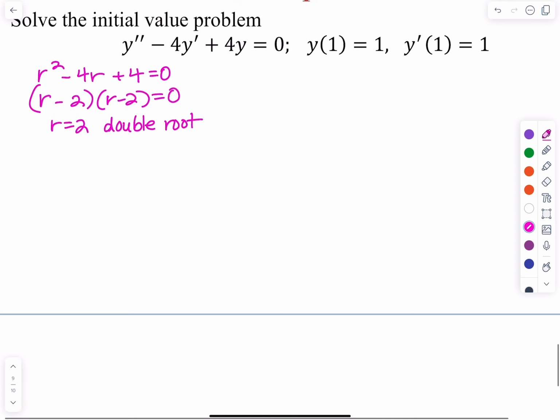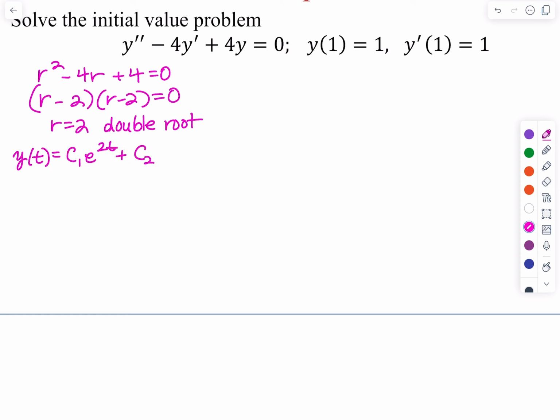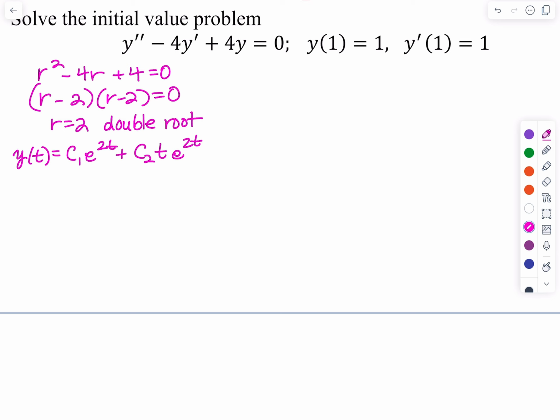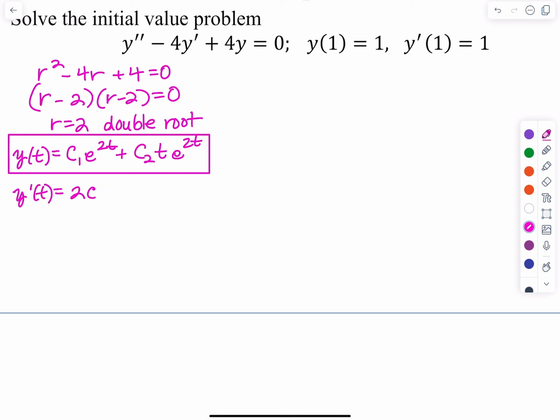So this means that our general solution is given as y of t equals c1 e to the 2t plus c2 t e to the 2t. So now let's go ahead and use our initial conditions, but I like to go ahead and find y prime at this point, but you can do it at any point. So we have y prime of t is equal to 2 c1 e to the 2t plus 2 c2 t e to the 2t plus c2 e to the 2t.